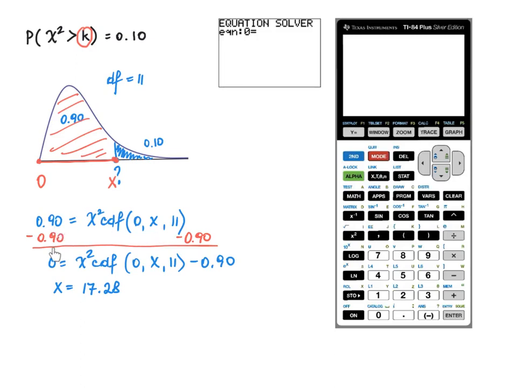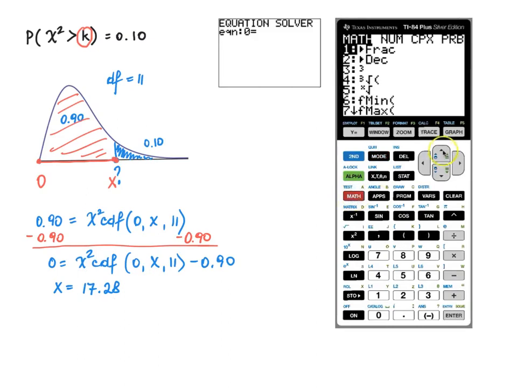This just requires a slight modification to this equation. I will subtract 90/100 on both sides, which eliminates this value and gives me 0 on the left-hand side. And now I have chi-square CDF between 0 and x with 11 degrees of freedom minus the area of 90%, or 0.90. If I enter this expression into the calculator, I will get the same result as before. Let's take a look.